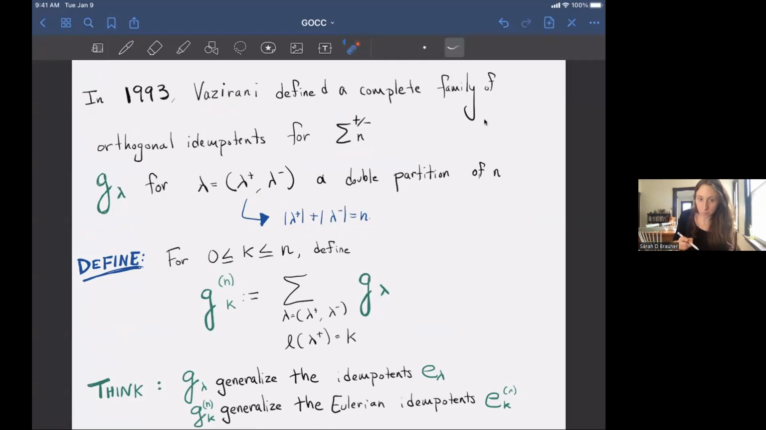Okay. And so again, I'm going to do the thing I did in type A, where I took this finer family of idempotents and I summed over them. So now I'm going to sum over G lambda, where G lambda is indexed by signed partitions. I want the first part to be a fixed length. Okay. So again, that's going to give me now n+1 idempotents from 0 to n. And what you should think is that these G lambdas are generalizing my E lambdas, those by Garsia and Reutenauer, and these GKs are going to be my analog of the Eulerian idempotents.